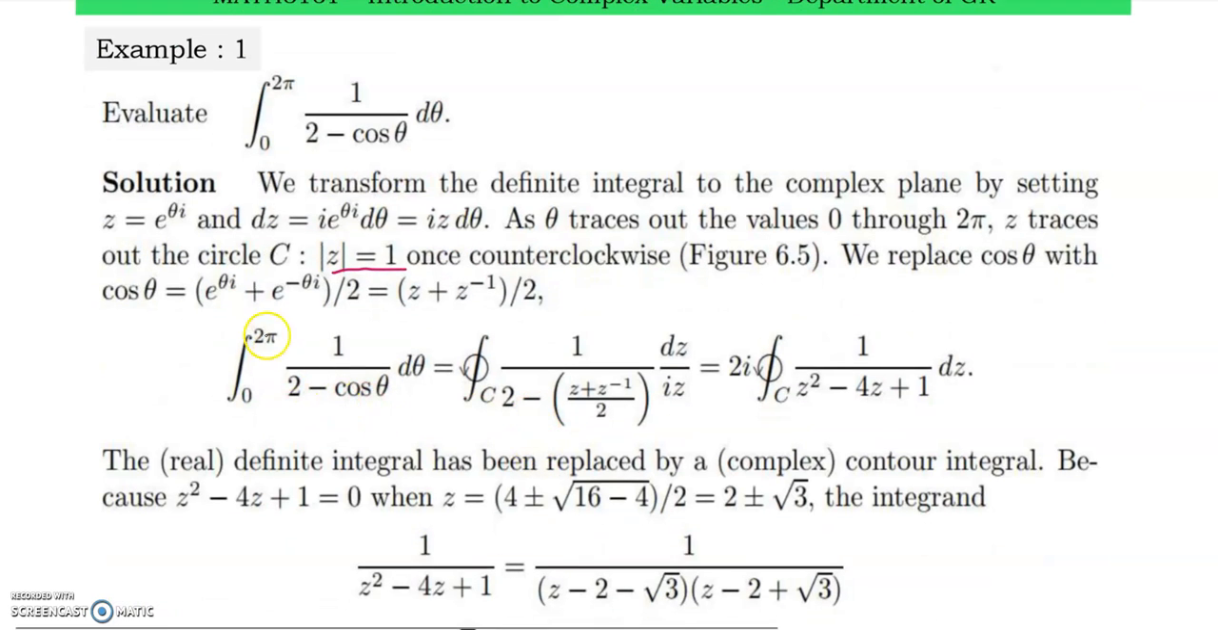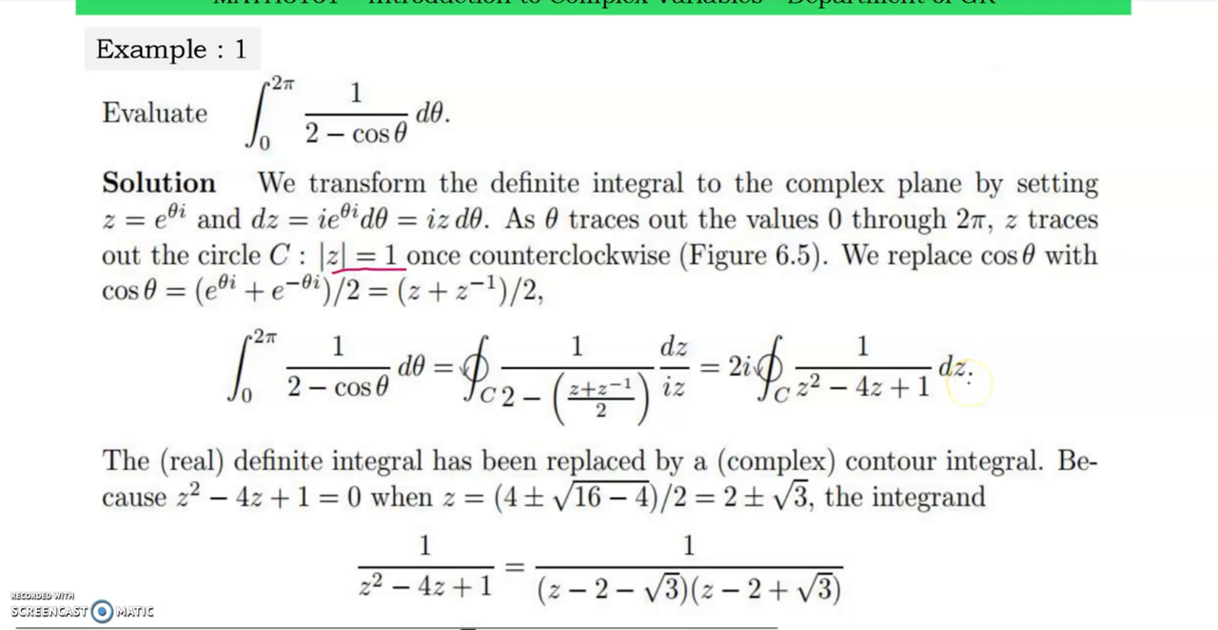Now you see here, integral 0 to 2 pi 1 over 2 minus cosine theta d theta. Now we are going to convert from theta to z. So if we convert, we will get this value. Substitute cosine theta and d theta and simplify it. You will get 2i outside, then it is a closed region, that is C, that is mod z equal to 1, the unit circle. So 1 over z square minus 4z plus 1 dz.